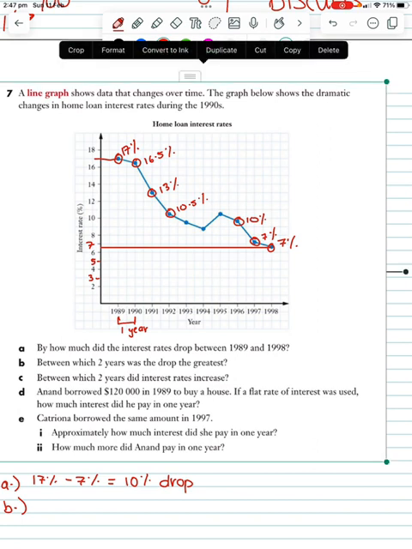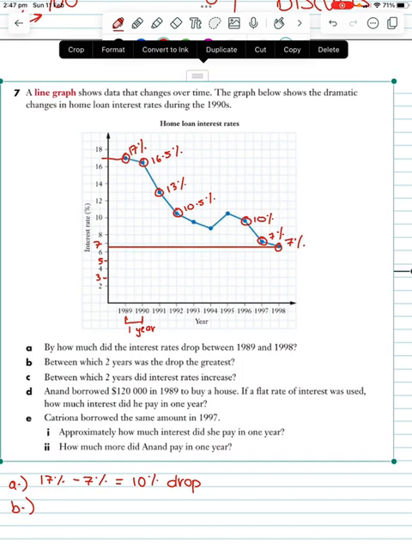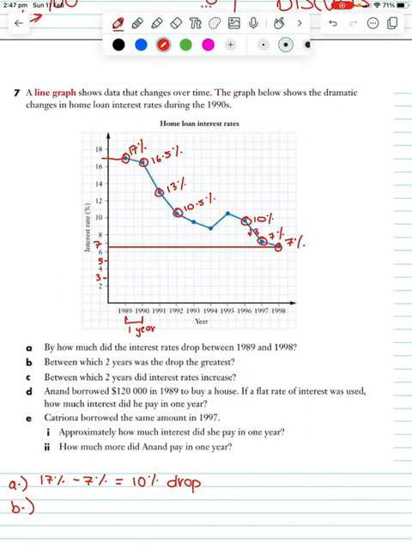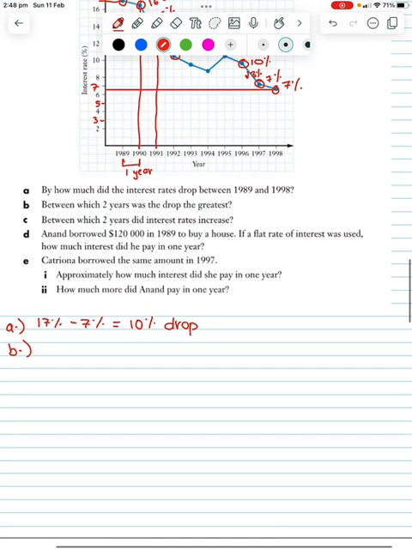So to go from 10 to 7, that's only down 3%. From 13 to 10.5, that's down 2.5%. And from 16.5 to 13, that's down 3.5%. So when we're looking at our decreases, I would say between 1990 and 1991 is the biggest drop. So between which 2 years? 1990 to 1991.